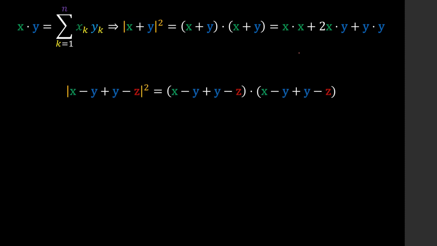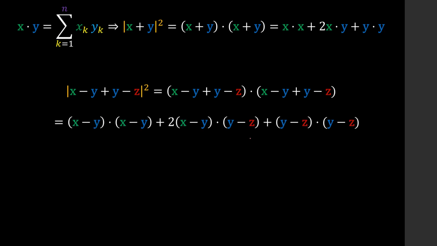And so what that means is if I look at x minus y plus y minus z, and you'll note that that's actually just x minus z, right? Because the y's cancel. So if I look at that squared, by the first identity, we get this, right? And then expanding with this plus here in the middle, we get x minus y dot x minus y plus 2 times x minus y dot y minus z plus y minus z dot y minus z. And you'll note that this here, by the first identity, is going to be x minus y squared, and this here is going to be y minus z squared, right?